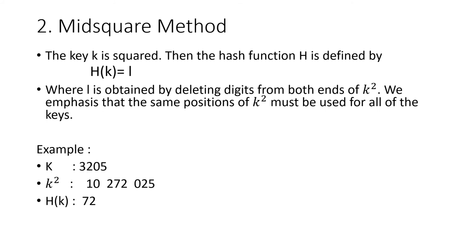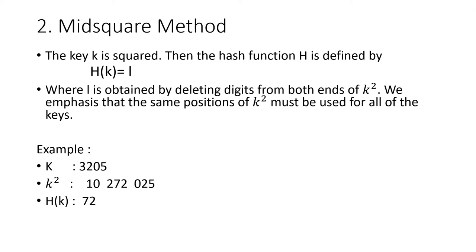The next method is known as the mid square method. So here how you're going to work on this is, if a key is given, the first step is to square the key. So now here the key is 3205. You take the square of 3205, you'll get this square. And then the next step is, from right to left, you have to find the middle number. You have to pick the middle number as a location.